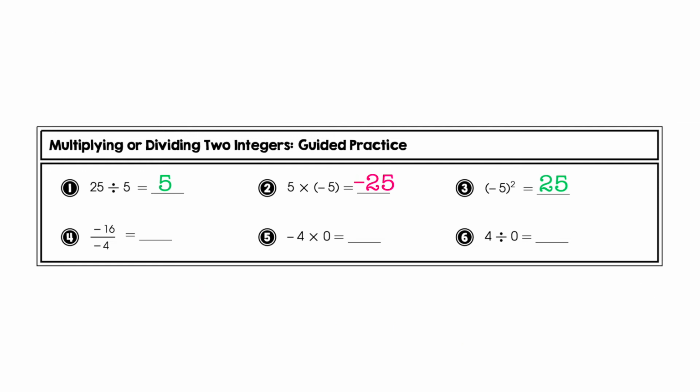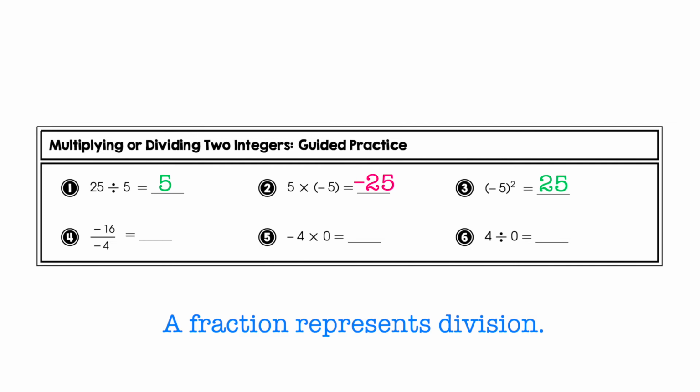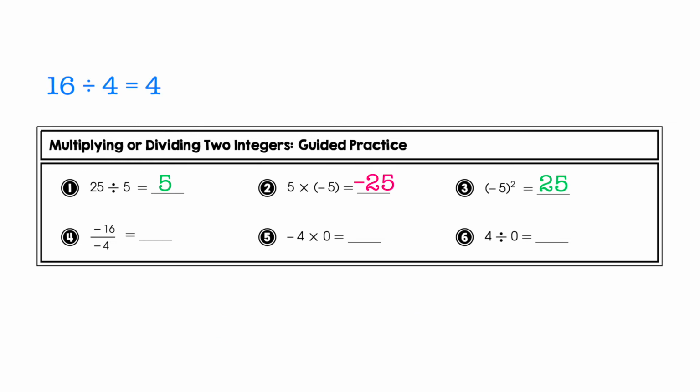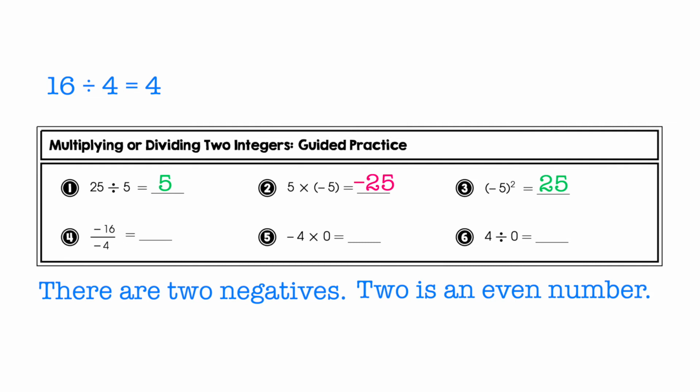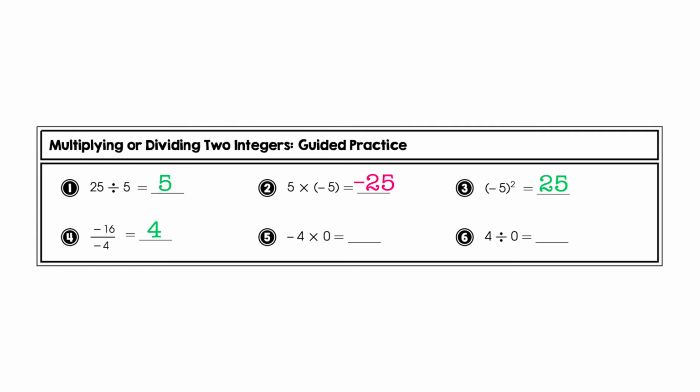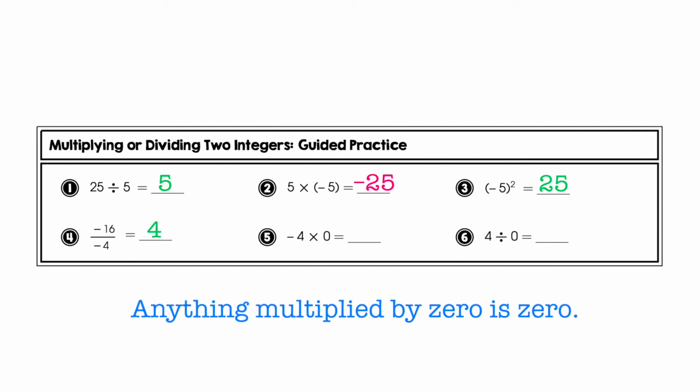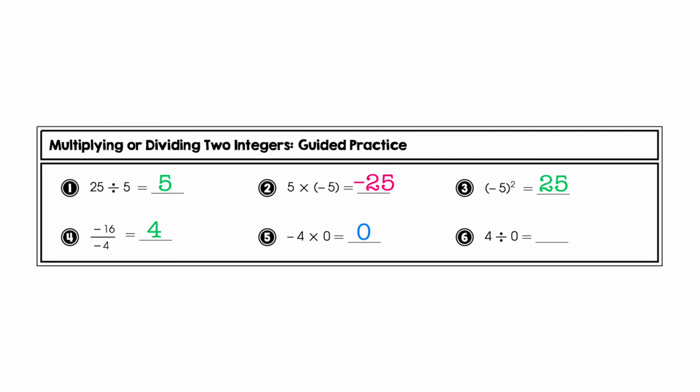For problem number 4, we have the fraction negative 16 over negative 4. Now we know that a fraction represents division, so we could say negative 16 divided by negative 4. So 16 divided by 4 is 4, and we have 2 negatives. That's an even amount of negatives, which means that our answer, our quotient, is going to be positive 4. For number 5, we have negative 4 multiplied by 0. But what's anything multiplied by 0? 0, right? So we don't need to count the negatives because we know the answer is 0, and 0 is neither positive nor negative.